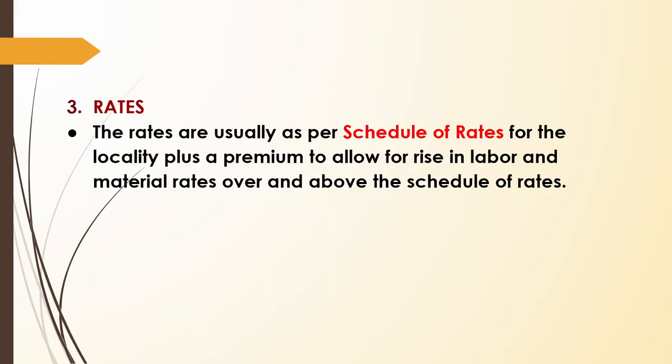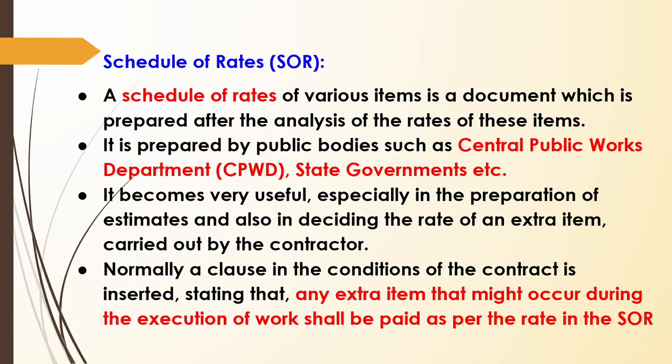Now the rates are generally taken from the schedule of rates. The schedule of rates is a statement provided by authorized organizations about the rate of particular items for building construction. It is a document prepared after the analysis of the rates of these items, by the Central Public Works Department, CPWD, and state governments, etc. So we will take the rate of each item. For example, per meter cube of brick masonry costs this much. That rate is taken from this document.